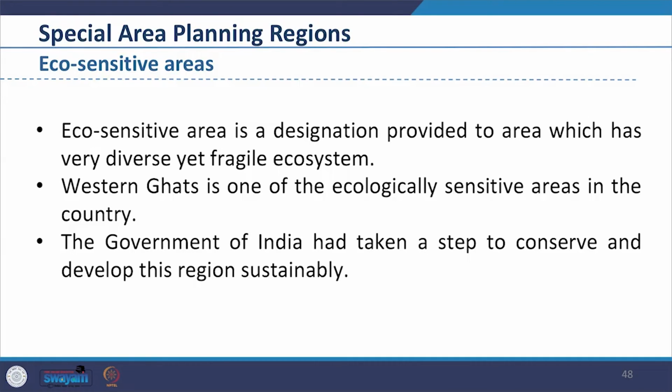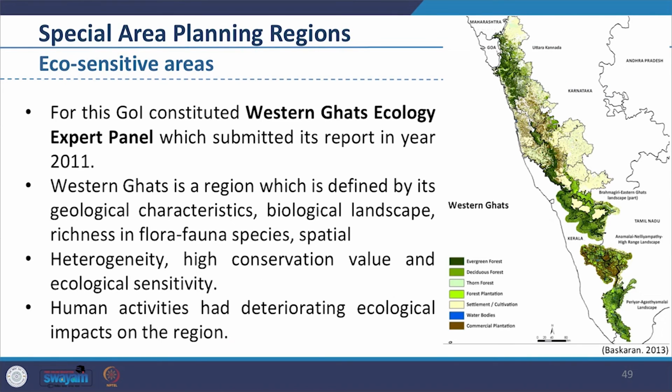Eco-sensitive area is a designation provided to an area which has a very diverse yet fragile ecosystem. For example, Western Ghat is one of the ecologically sensitive areas in the country. The Government of India has taken a step to conserve and develop this region sustainably. For this, the Government of India constituted the Western Ghats Ecological Expert Panel, which submitted its report in the year 2011.